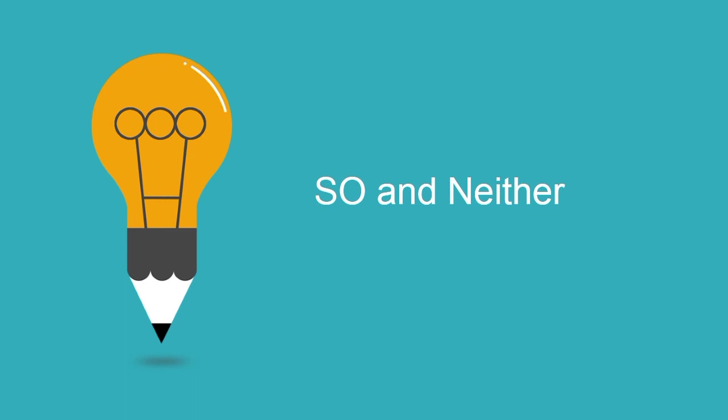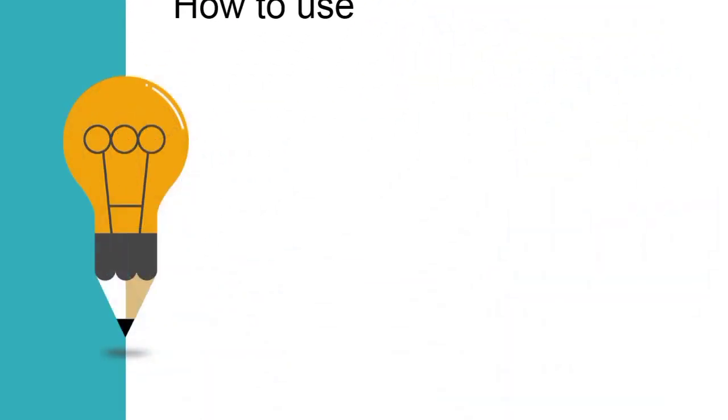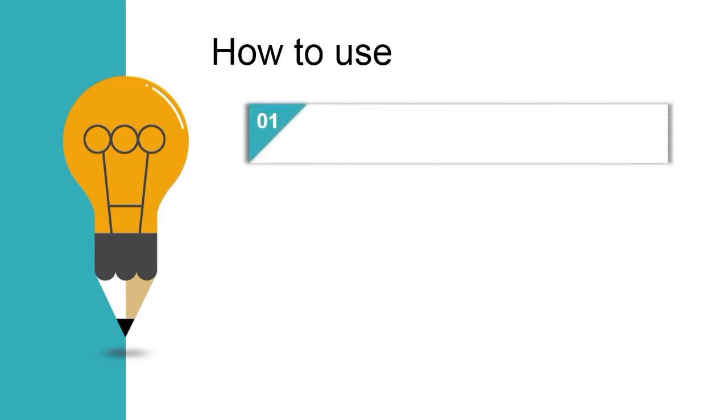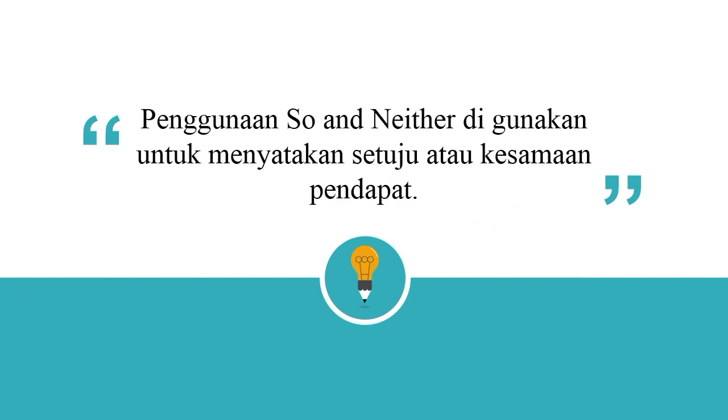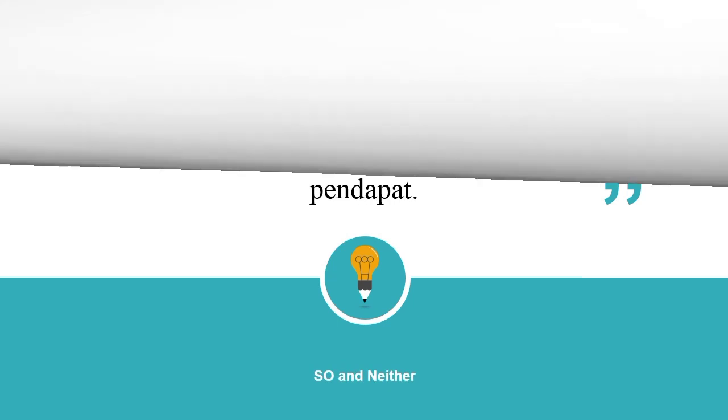Today we will learn to use so and neither. What is it? Let's see. How to use so and neither? Are you confused? Penggunaan so and neither digunakan untuk menyatakan setuju atau kesamaan pendapat. Ketika kalian memiliki pendapat yang sama, maka gunakan so and neither.